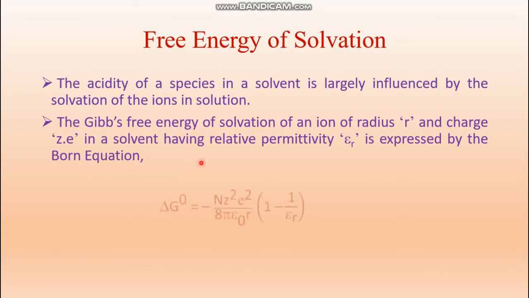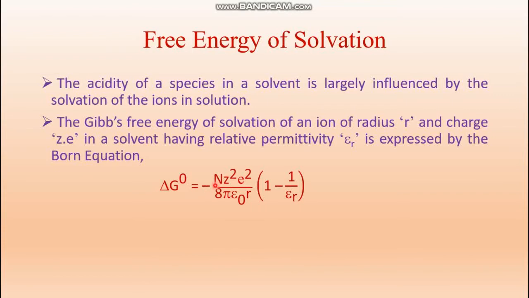As I said, the Born equation is delta G0 equals minus N z squared e squared by 8 pi epsilon 0 r, into 1 minus 1 by epsilon r. The negative sign is placed on the right-hand side of the equation. Epsilon 0 is the permittivity of vacuum and N is the Avogadro number. With the help of this equation, the free energy of solvation can be determined.